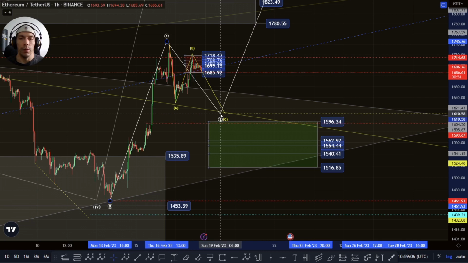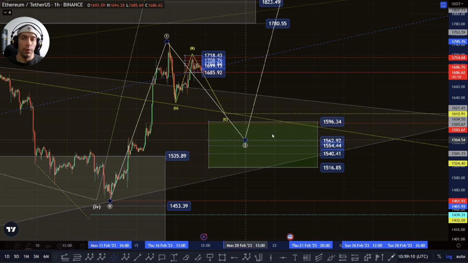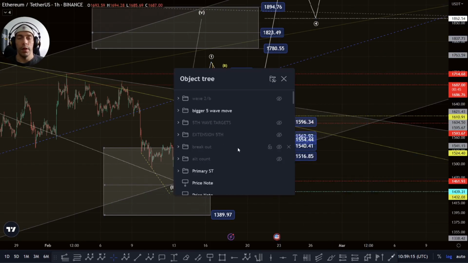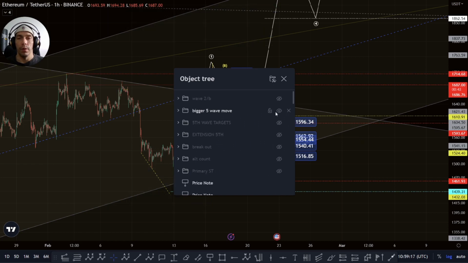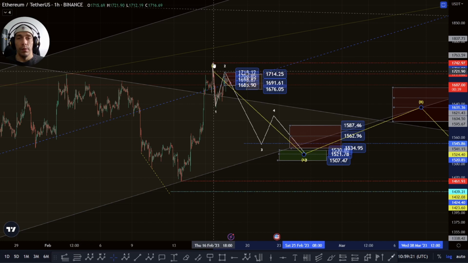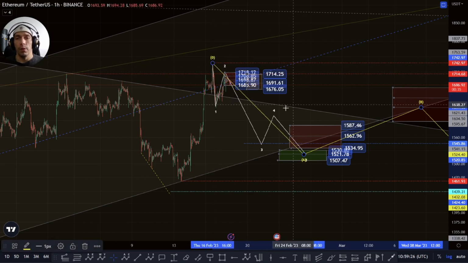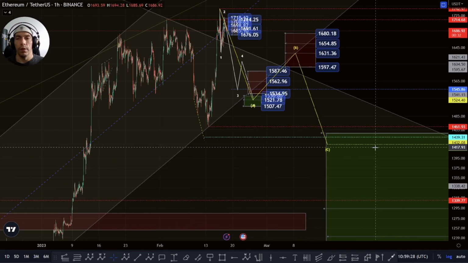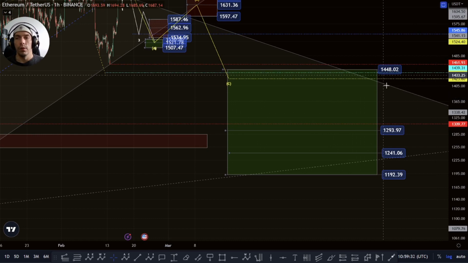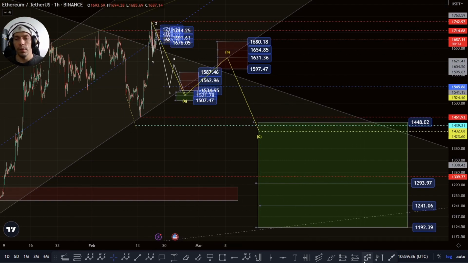but it is possible we can just get a shallow wave 2 here that doesn't quite come down to that 50%, and then actually we look to progress up. So no, this is still on the cards. Like I said, however, we can argue that we have actually moved up into a completed fifth wave here. So we could be looking for the potential to actually move back down for this B wave, looking to potentially target this zone of this 1448 to this 1192. So this is something we need to be aware of.